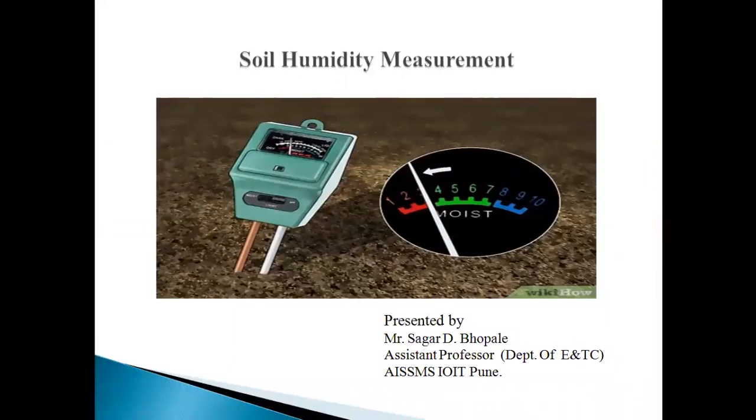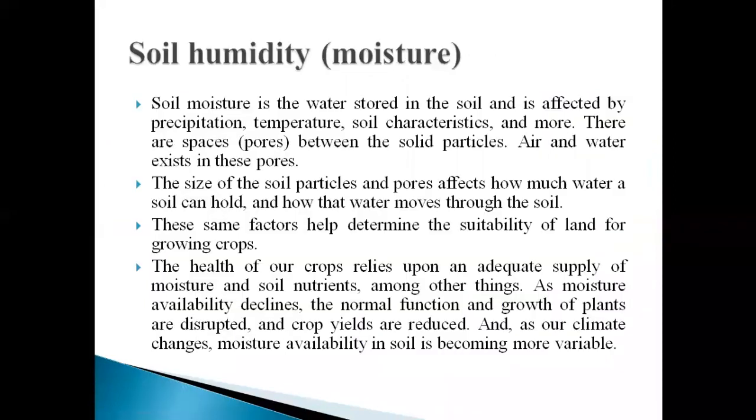In this video, I am going to tell you something about soil humidity measurement. So what is soil humidity or moisture content of the soil? Soil moisture is the water stored in the soil and is affected by precipitation, temperature, soil characteristics, and many more factors. There are spaces or pores between the solid particles of soil. Air and water exist in these pores.